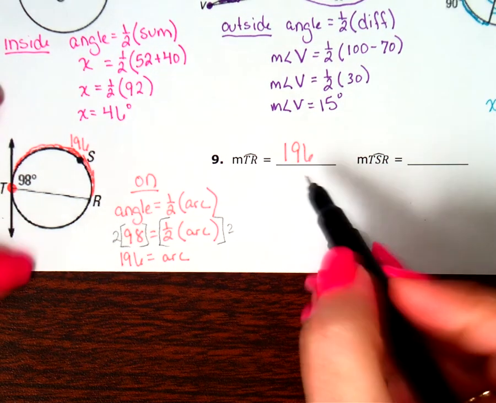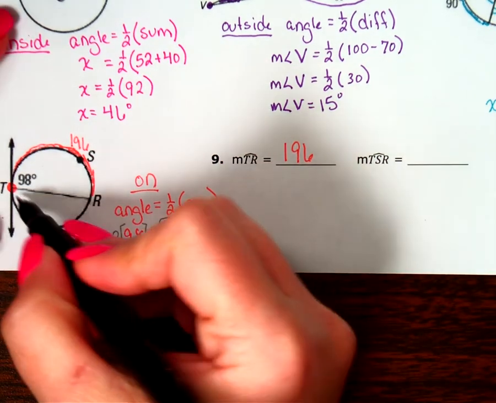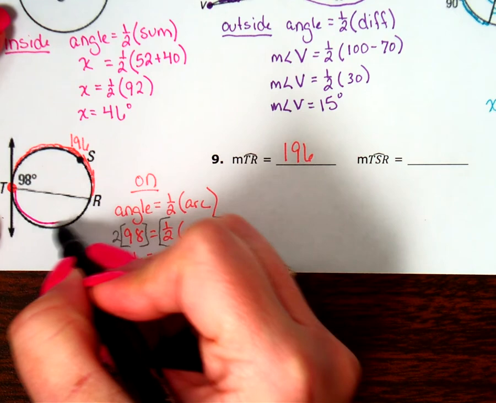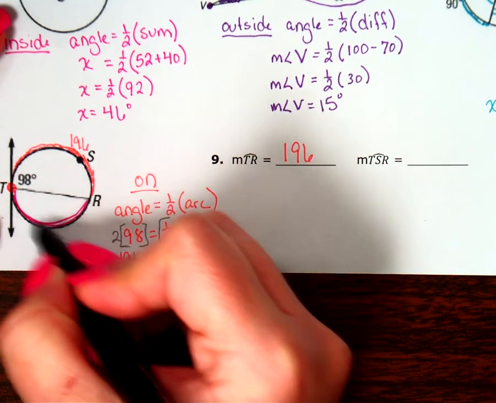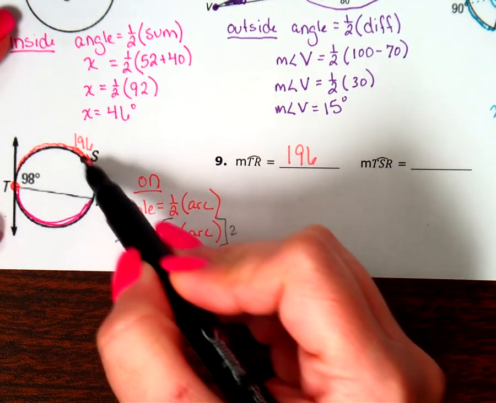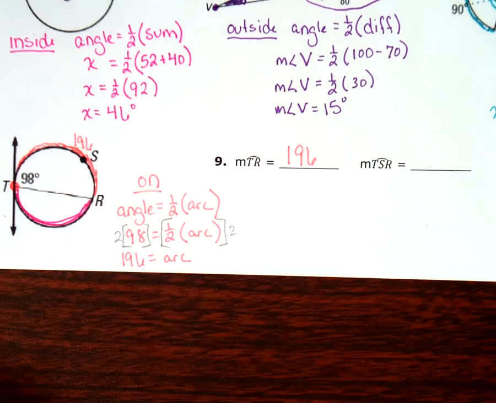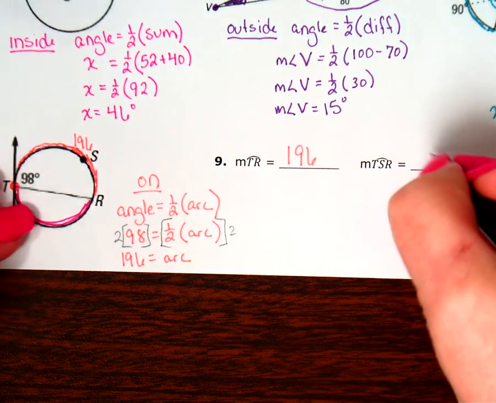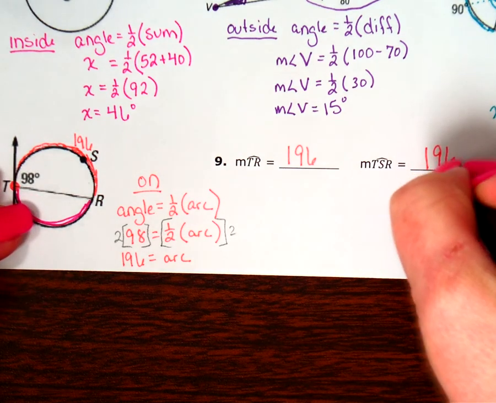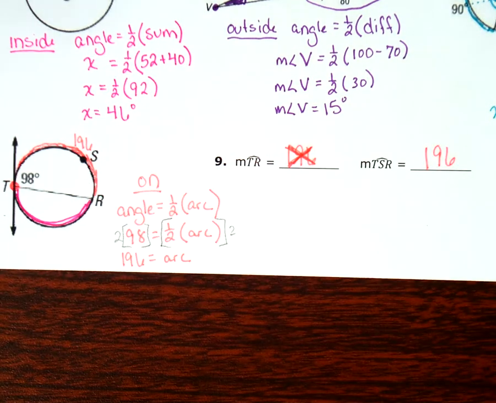That TR is going to be my short side. TR is this short side. TSR, it's important to read, right? TSR, so this piece here is actually my 196 should go over here, not here. So we still need to figure out how big this is. So good thing I was reading and paying attention, right?